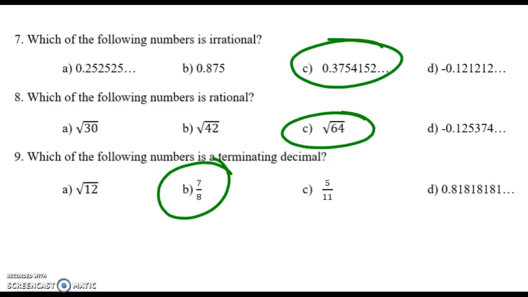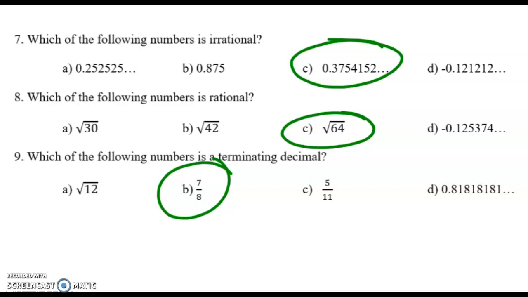Hey, I'm back. So I went through number 7, and I said irrational. Which one is irrational? Well, it's the one that doesn't stop or repeat. Okay, so it has to be C. Then I go through and I say, okay, which of the following on number 8 is rational? Well, the only square root I know is 64, which is 8, and I don't know how to solve that last one because we don't know what number it is.